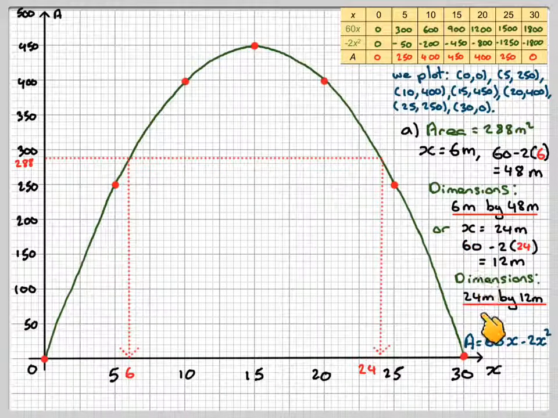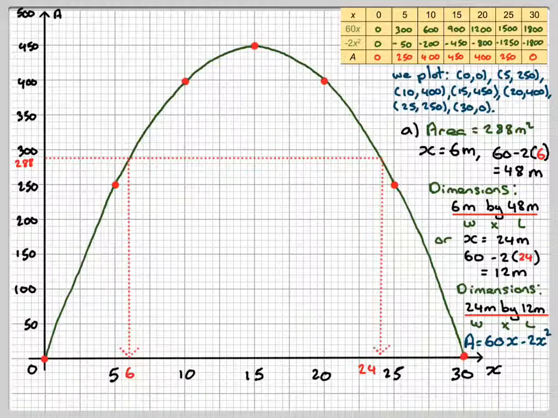This has to be the width. This has to be the length. To make our answer a bit clearer, we'll write W for width and L for length. It has to be this way around. This has to be the width, this has to be the length. Now we're asked for the maximum area.